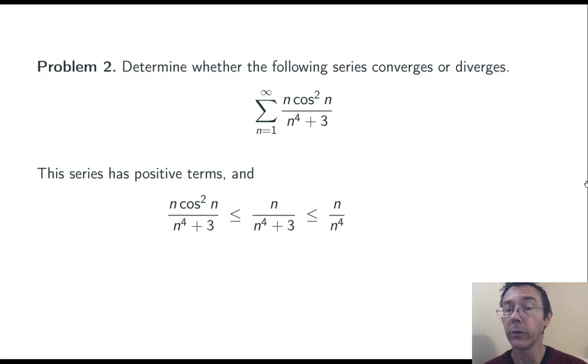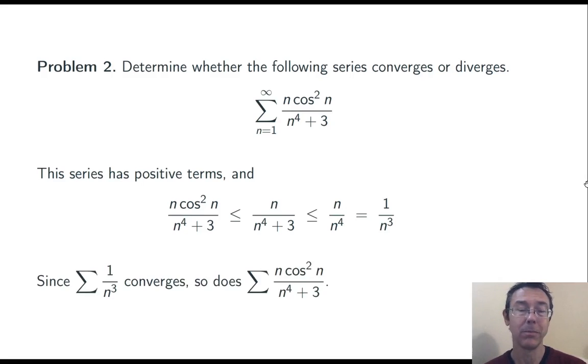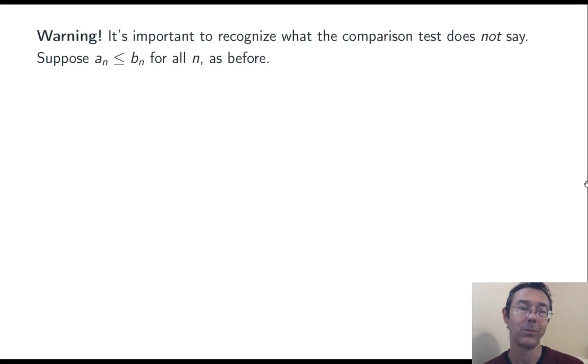So overall, the general term n cosine squared n over n to the fourth plus 3 is less than or equal to n over n to the fourth, which is 1 over n cubed. Now, the sum of 1 over n cubed is going to converge. That's a p series with p equals 3. And therefore, since it's larger than the series we're interested in, that series has to converge as well. The sum of n times cosine squared of n over n to the fourth plus 3 has to converge.